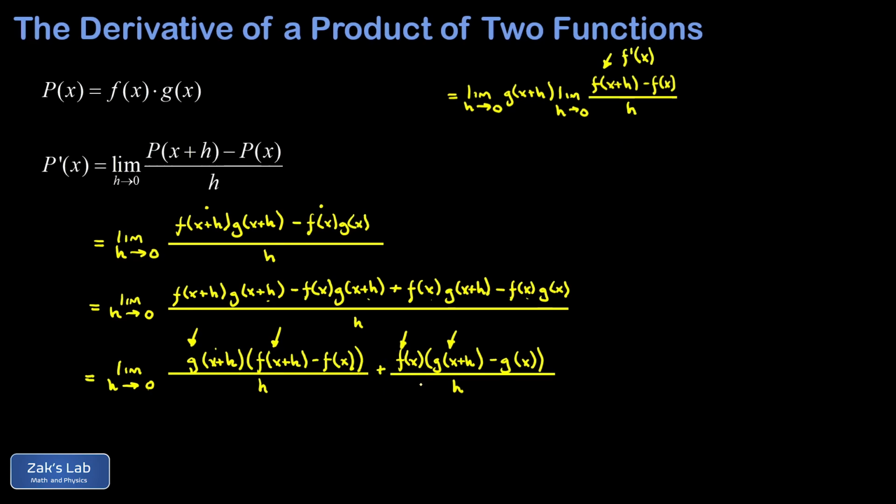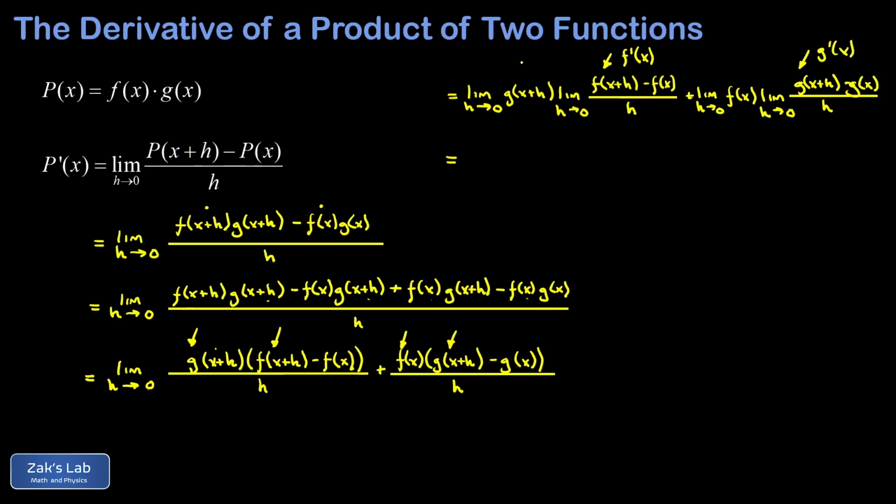We get a similar term when we apply the limit to the second half of this expression. This one starts with the limit as h goes to 0 of f of x. And then we have the limit as h goes to 0 of g of x plus h minus g of x all divided by h, which is precisely the definition of g prime of x.